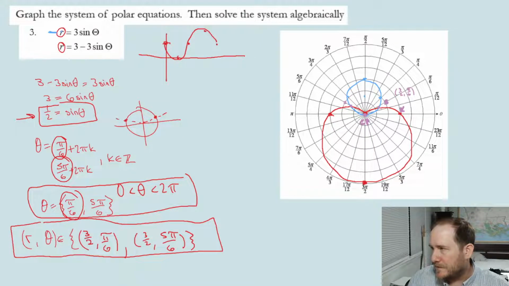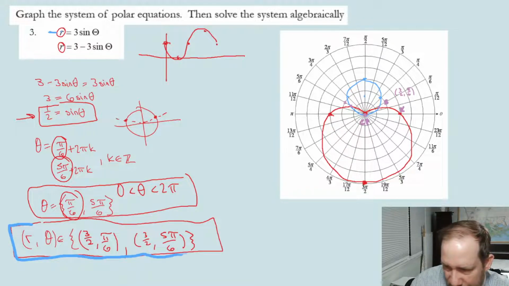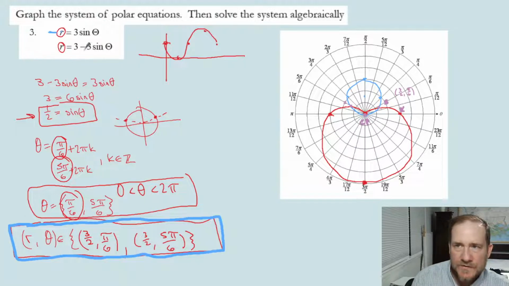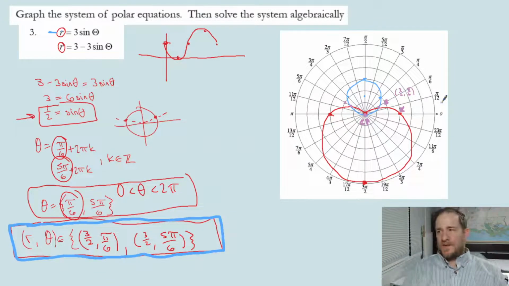So I've got a lot of things in a box over here, but the one true answer to this question is this box. Because the solution to a system of equations is supposed to be ordered pairs, right? So you should be giving me your answer as the set of ordered pairs, r comma theta, and it's just those two. Then you gotta graph these things together.